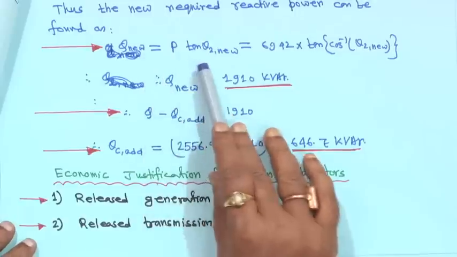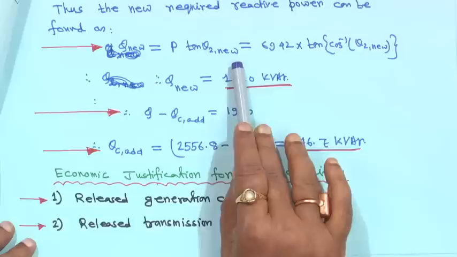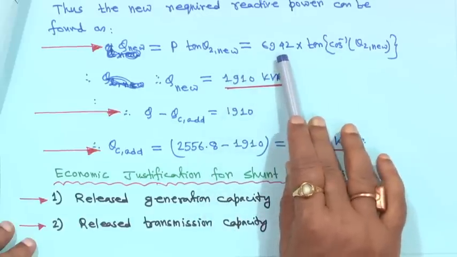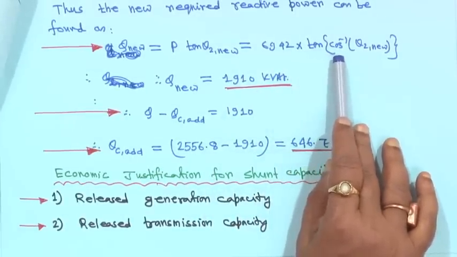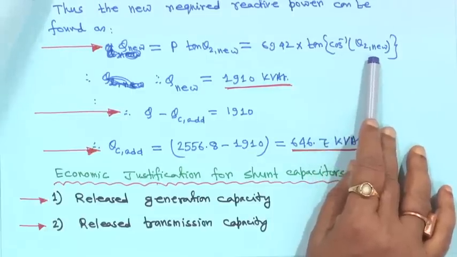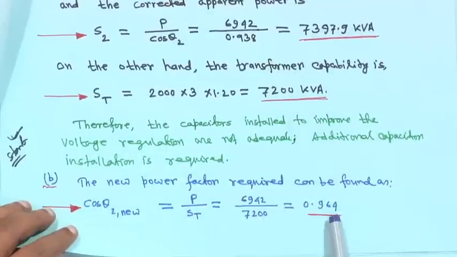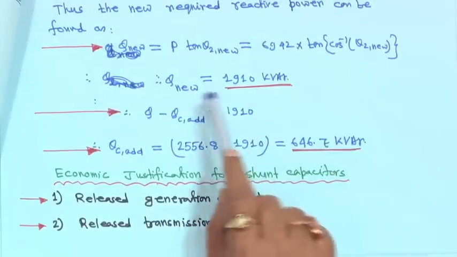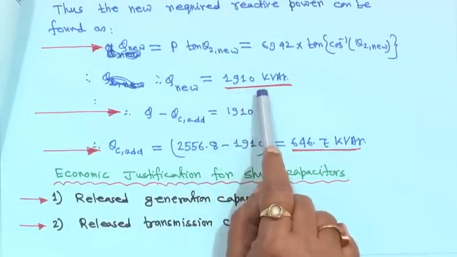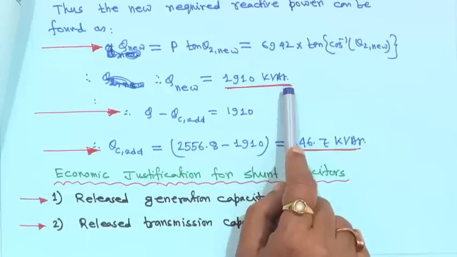Now, thus the new required reactive power can be found as Q new, which is equal to P tan theta 2 new. So, P is 6942 into tan of cos inverse of 0.964, that means theta 2 new is cos inverse of 0.964. You will get Q new is equal to 1910 kilovar, right.